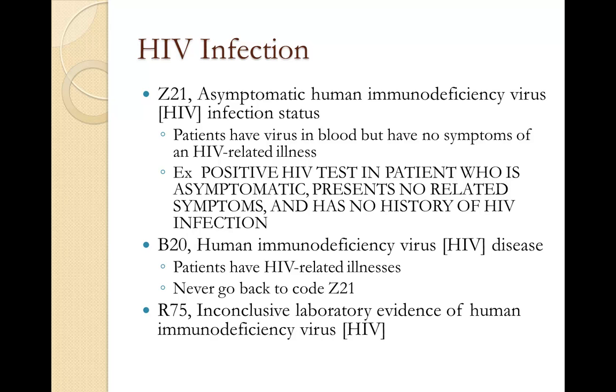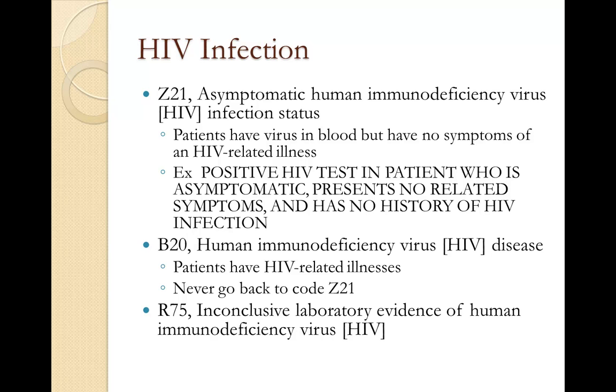We basically have two codes, Z21, asymptomatic human immunodeficiency virus infection status. So that essentially means HIV positive. So the patient is positive for the virus in their blood, but they don't have any symptoms of an HIV-related illness. And not only that, they have never had any symptoms. So essentially the way the code book looks at this is you're either HIV positive, meaning that the virus is in your system but it has not caused any issues, or you're HIV positive with the disease.